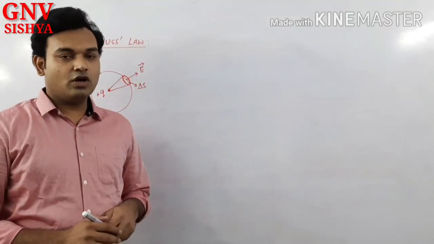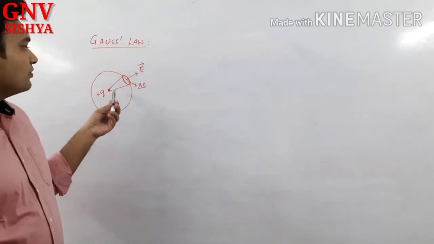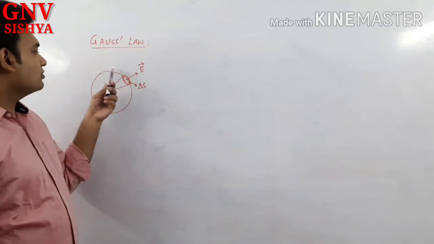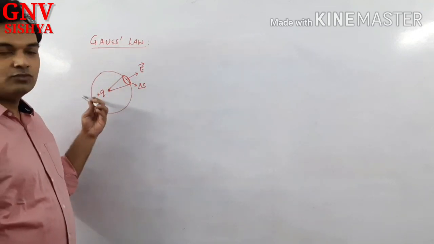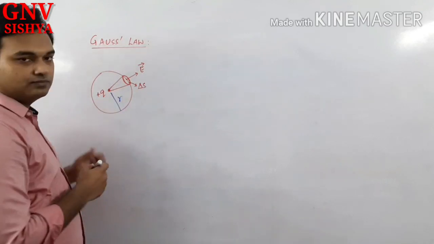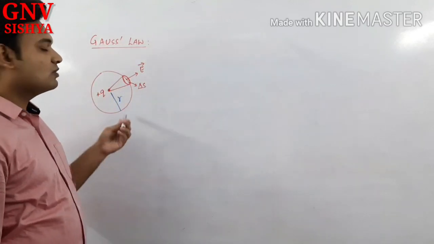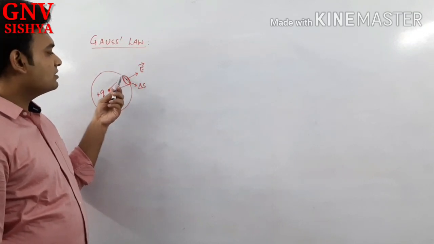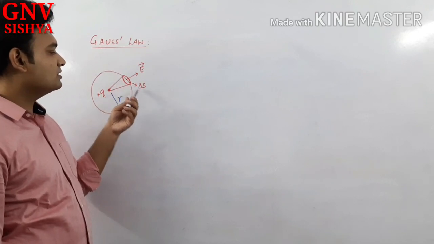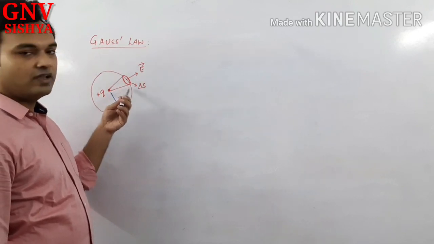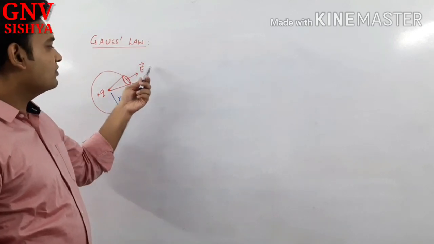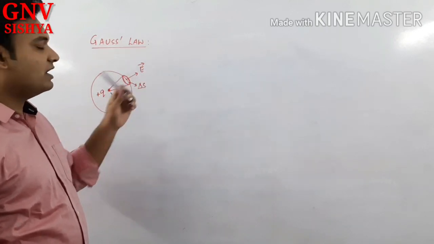So let us start with Gauss law. To prove Gauss law, we are going to take a point charge plus q, and we are going to take a sphere around it, which has a radius of r. Now in that sphere, let us take a small surface del S, an infinitesimally small surface del S. Through that surface the electric field we can draw. So this is the direction of electric field.